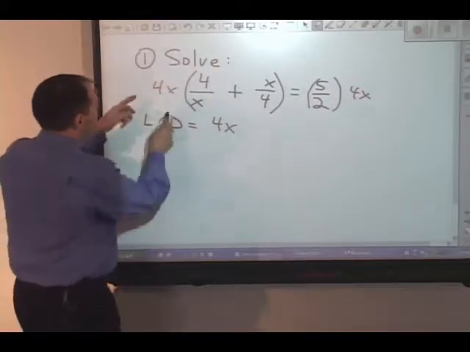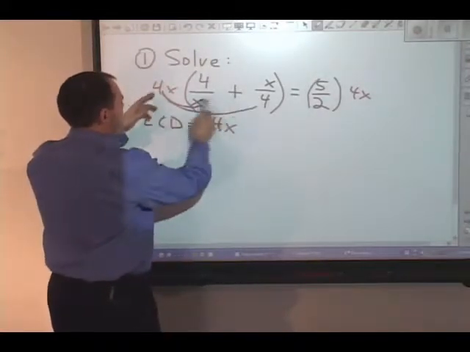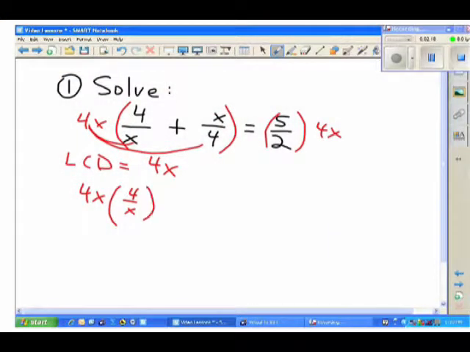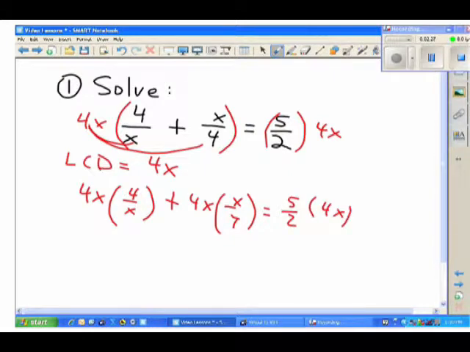Remember, we have to distribute the outside term to both parts since there's two terms on this side. So we have to go 4x multiplied by 4 over x, 4x multiplied by x over 4, and 5 over 2 multiplied by 4x. All right, so the purpose now is to simplify this to a polynomial equation. X's cancel out, 16. 4's cancel out, x squared. And our 2 and our 4 cross reduce to 10x.